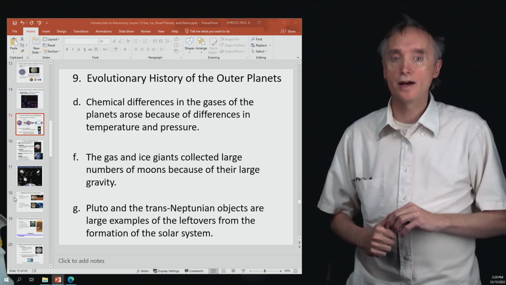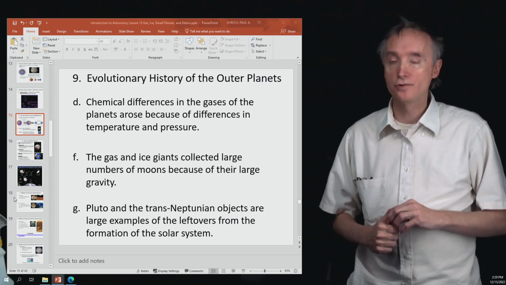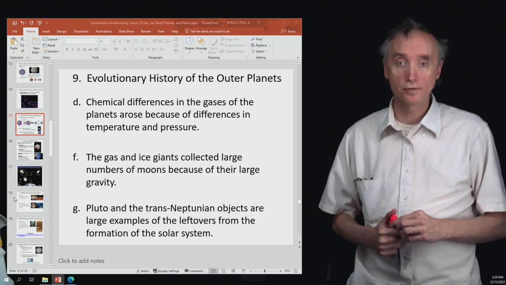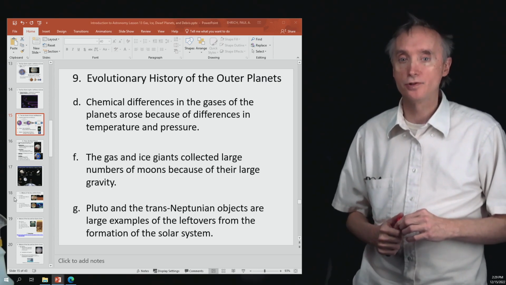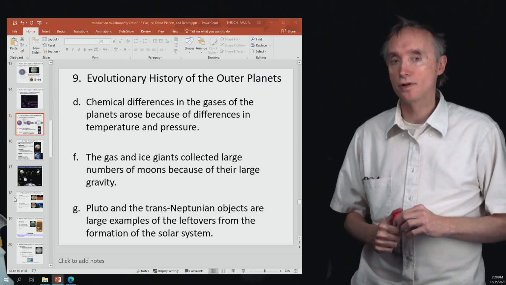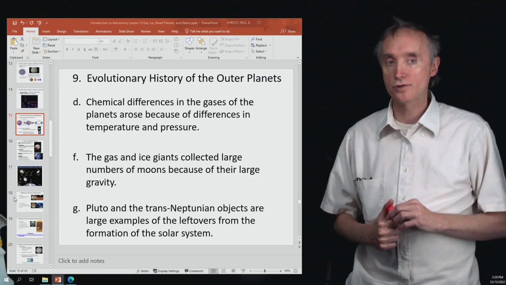The gas and ice giants collected large numbers of moons because they had more gravity to work with. And then Pluto and the other trans-Neptunian objects are just large examples of the leftovers from the formation of the solar system.